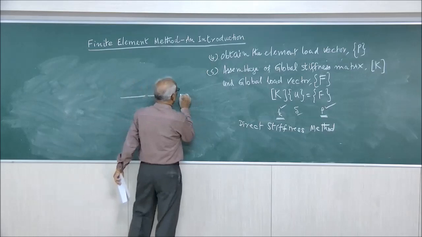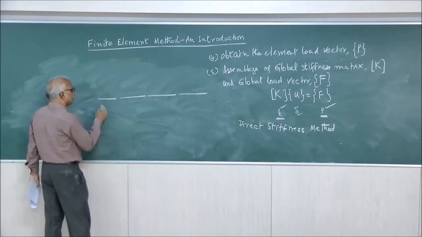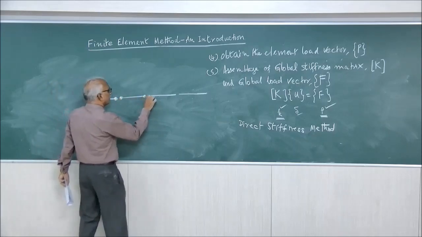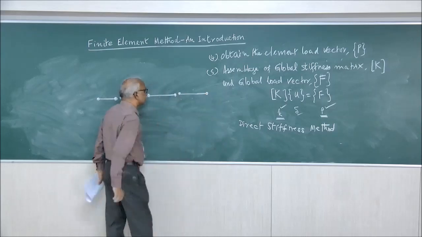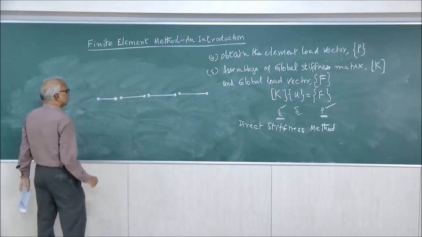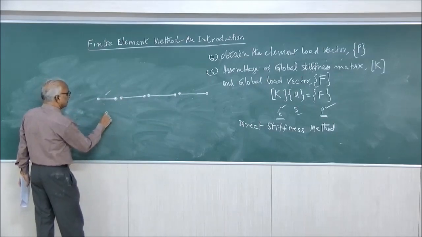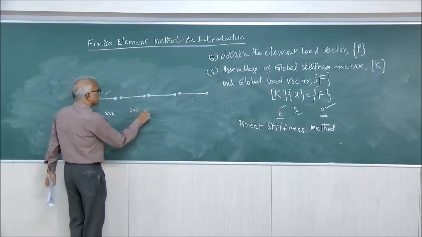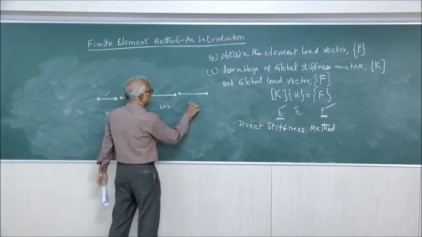We are going to follow the direct stiffness method because when you take a beam, we have divided this into 4 elements, let us say. Let us say this is element number 1, element number 2, element number 3, element number 4. Now, when you take two nodes for each element, this will be of size 2 by 2, this will be of size 2 by 2, 2 by 2. If you assume only one displacement per node, it is 2 by 2.